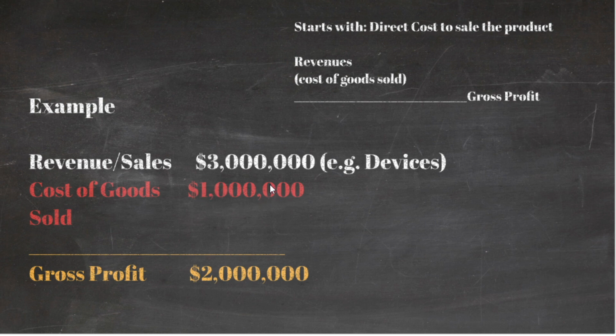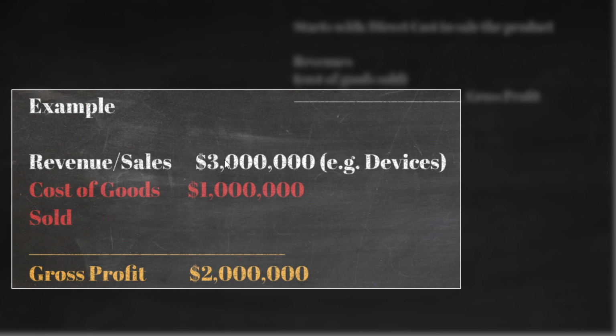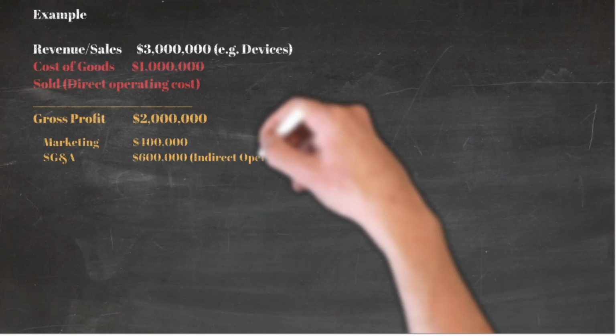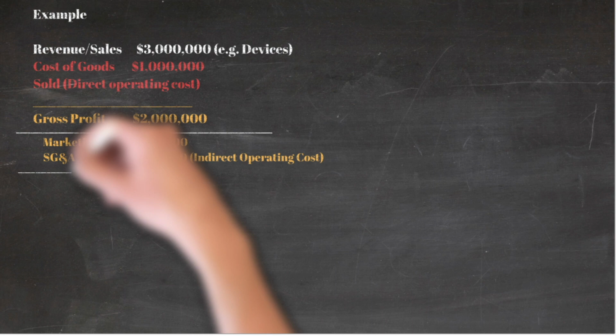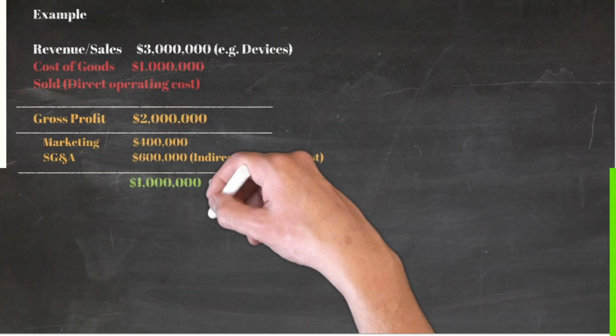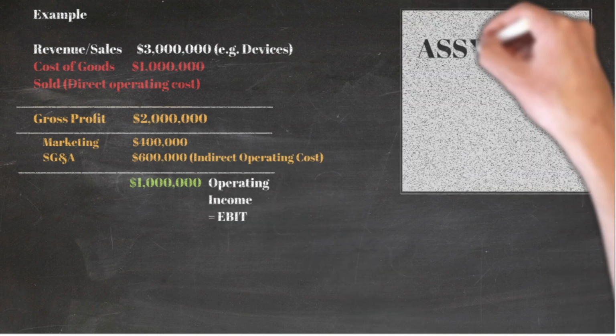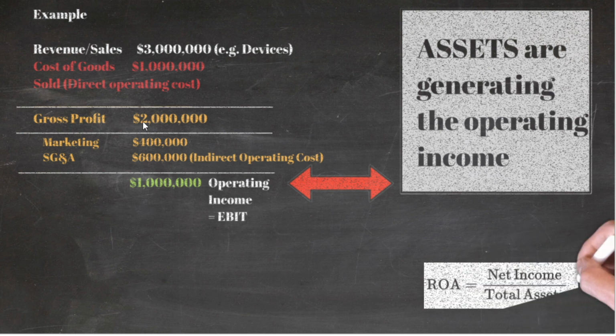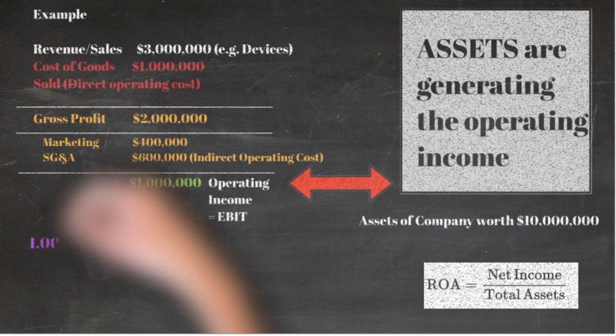So we sold $1 million worth of devices that it took us to make and made 3 million. So now we subtract the 3 million of revenue that we made minus the cost, and now we have our gross profit of $2 million. So let's go a step further now and factor in the indirect cost, the indirect operating cost. So we have here our initial one, our gross profit of 2 million that we initially had.